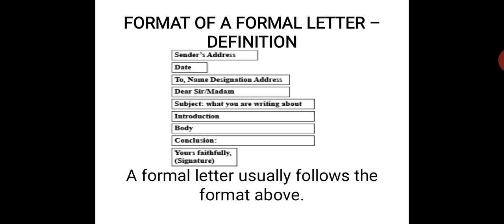Number 4, this portion is said to be the salutation or addressing of the person to whom you are sending the letter. Number 5, subject, what you are writing about. Number 6, introduction. Number 7, body. Number 8, conclusion or ending of the letter. And lastly, yours faithfully. After yours faithfully, you will write your name and your signature.